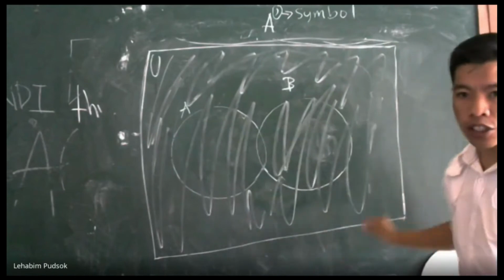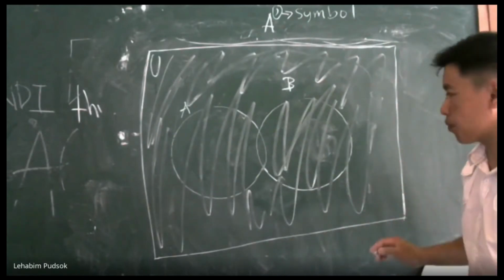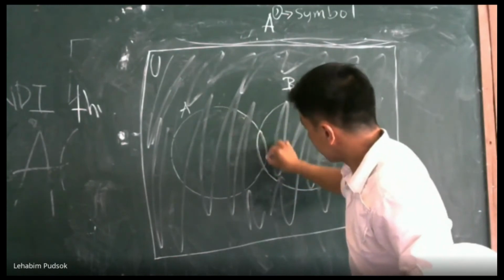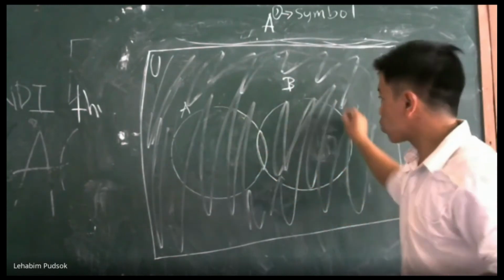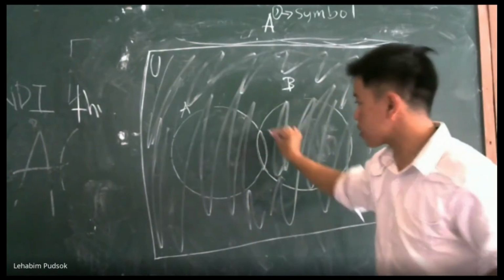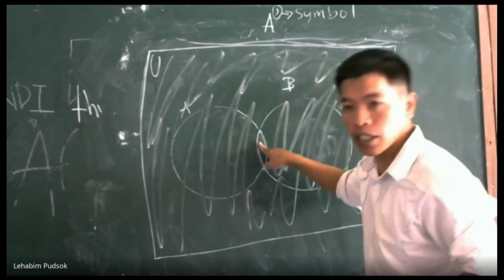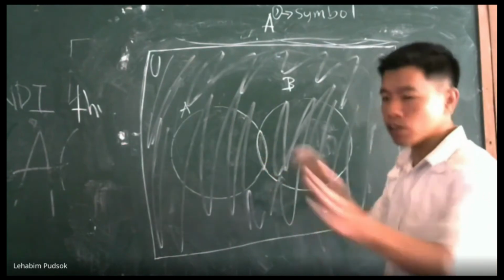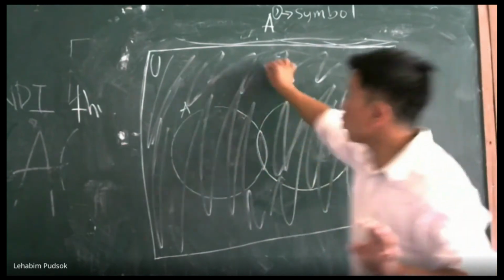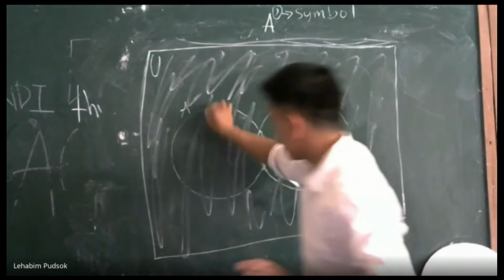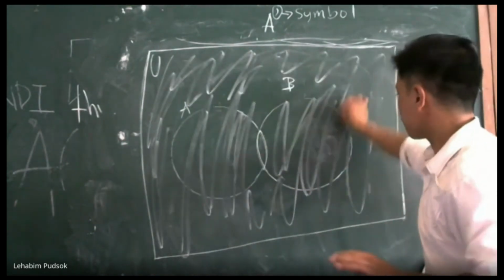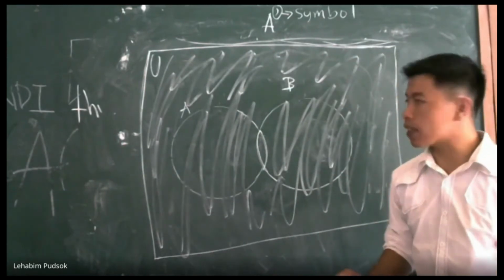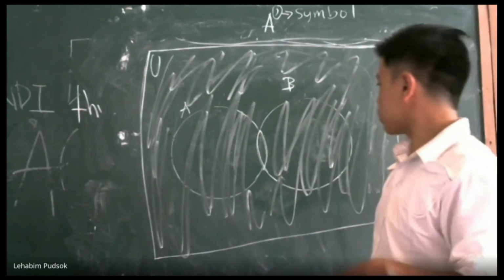All parts are shaded except here, where the two circles or the two sets intersect. There is no shaded part there, or it is not shaded. But outside of them, all is shaded, including the universal set and also this one. If you were to interpret that one, how would you do it?